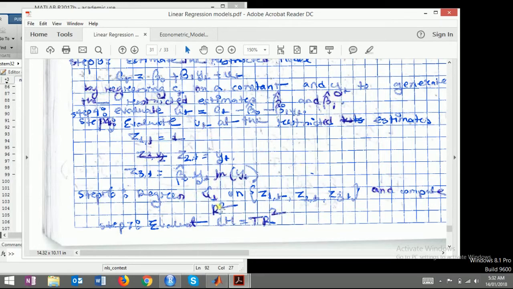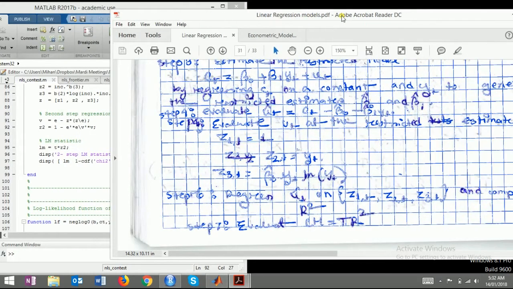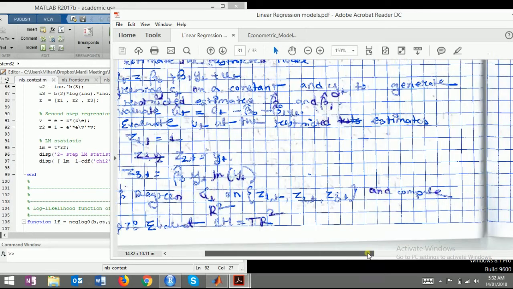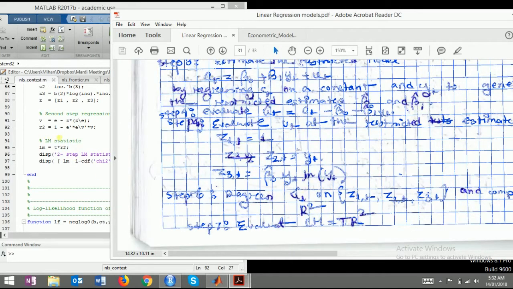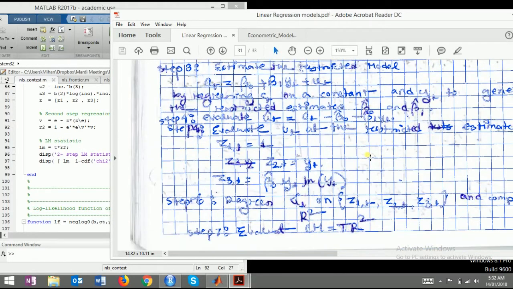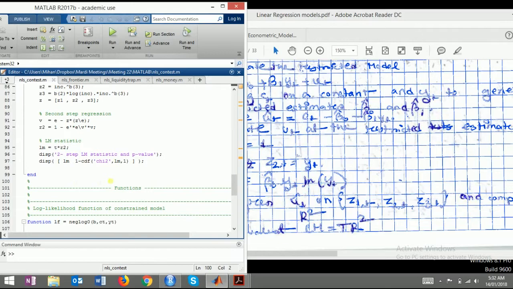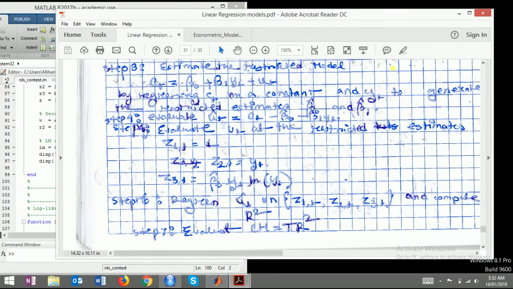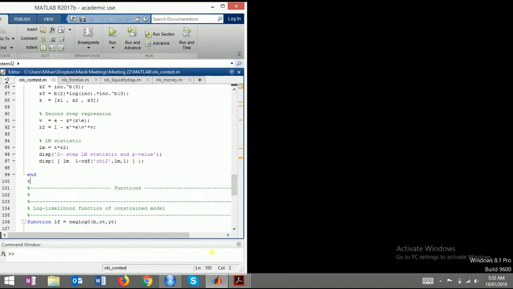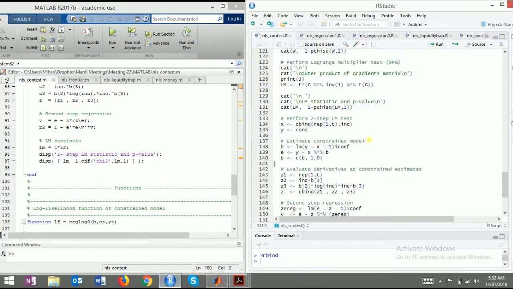Regress mu on z1t z2t. Second step regression. Regress mu on z1t z2t and z3t. Fine. R square. Evaluate and compute R square. Two-step LM statistics. Okay, let's see how this is done in R. We just need to rewrite that equation, nothing else.